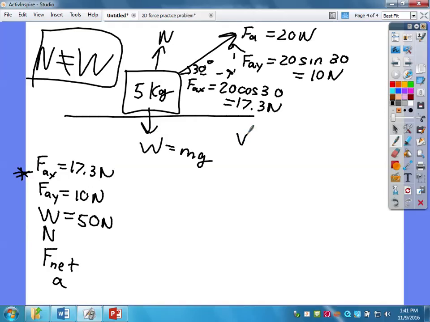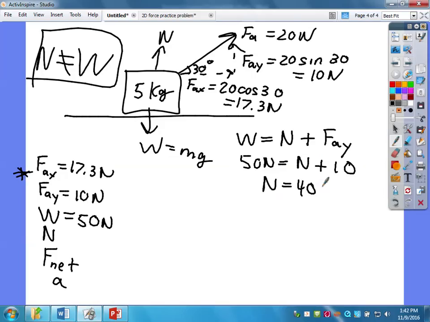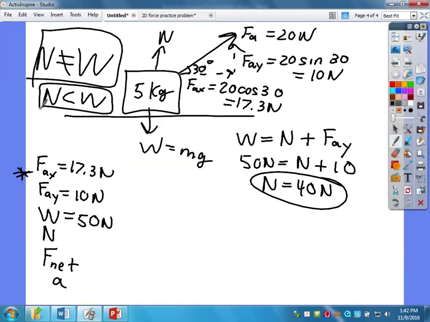So this means weight will equal the normal plus the F_Ay. I know the weight is 50 newtons, so 50 equals normal plus 10. So the normal force is actually going to become less. The normal force decreases when I pull upwards. In this situation, you can always say normal will be less than the weight. That is very, very true. Worth remembering. So the normal force is only 40 newtons, not 50.